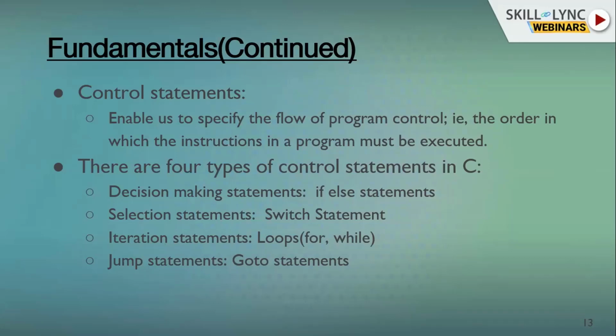Okay, so basically there are four types of control statement in C. One is the decision making statement, where we use if else blocks, and we also have the if else ladder. If the condition is true, the if block would be called, otherwise the else block would be called. So that's how we are making the decision.